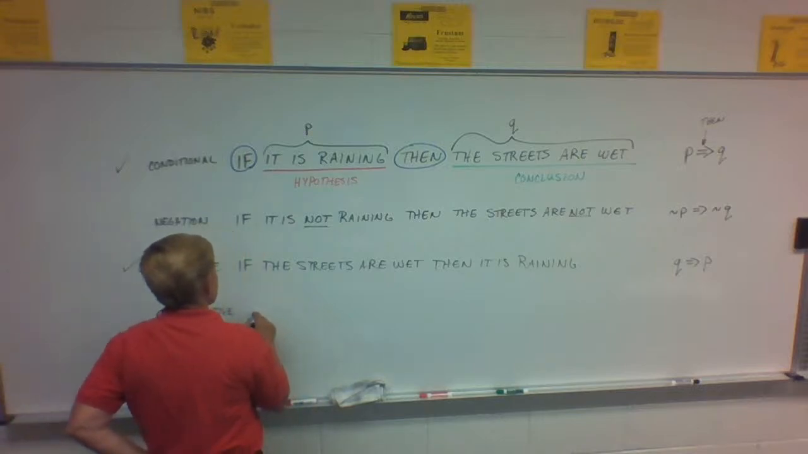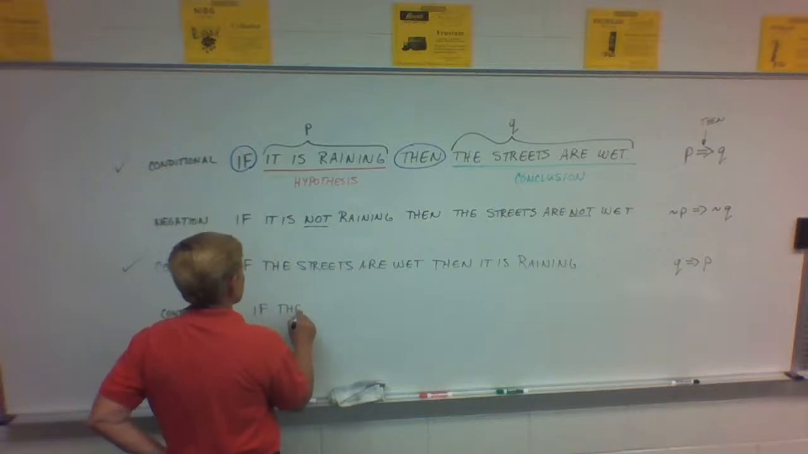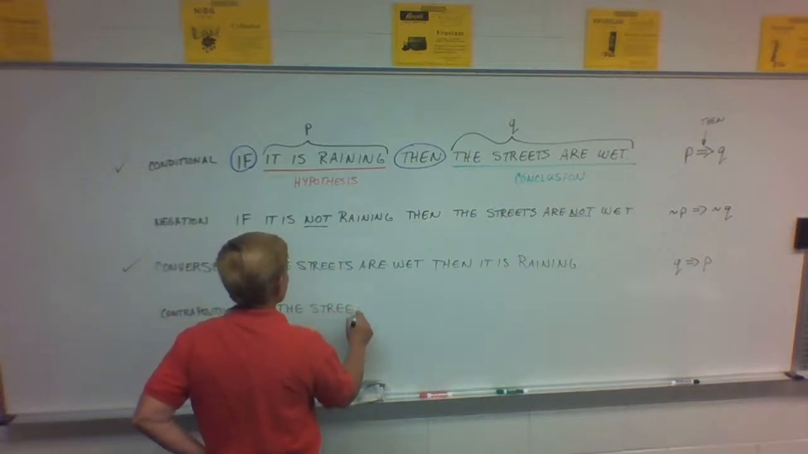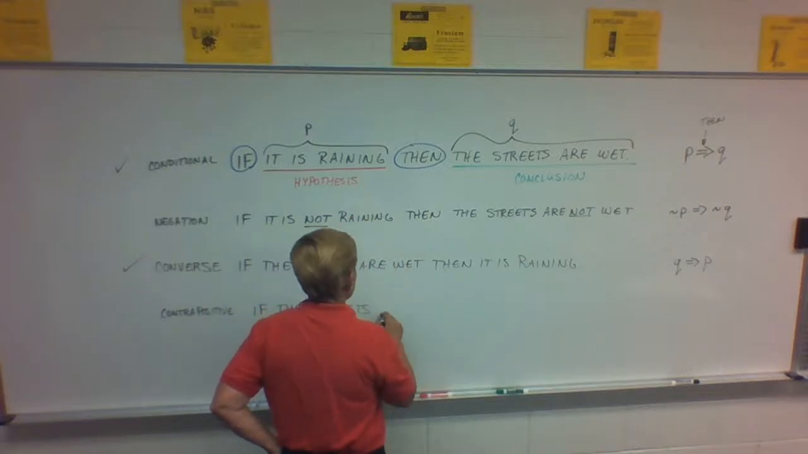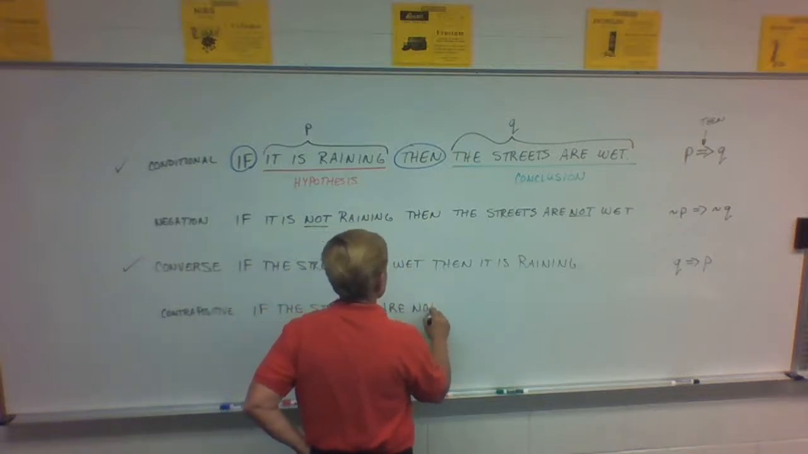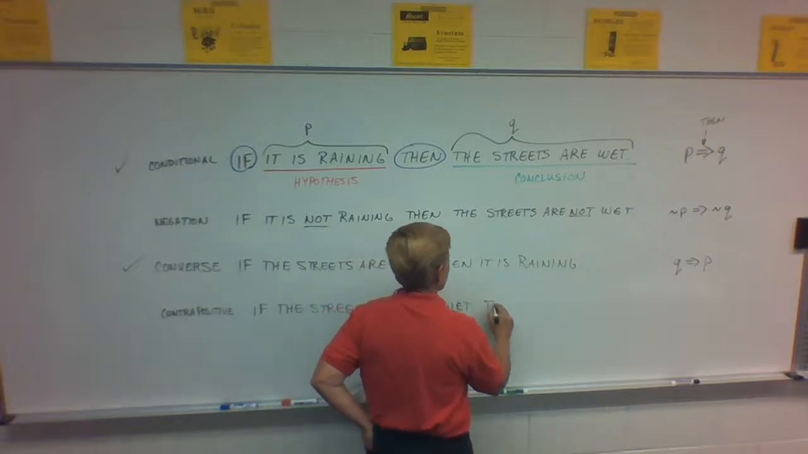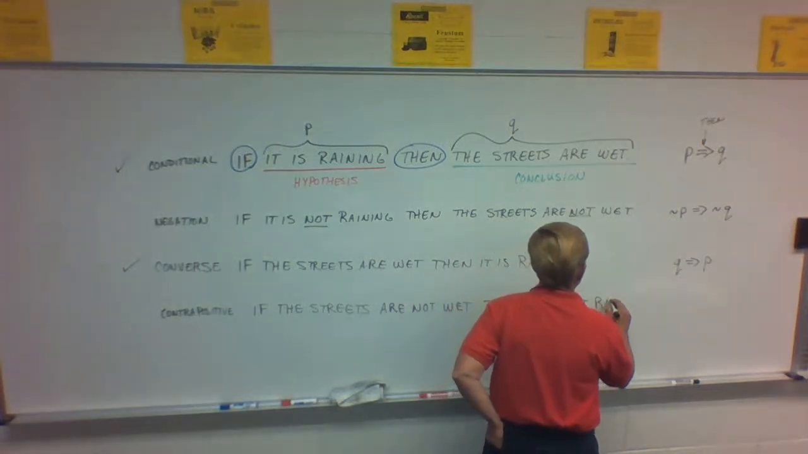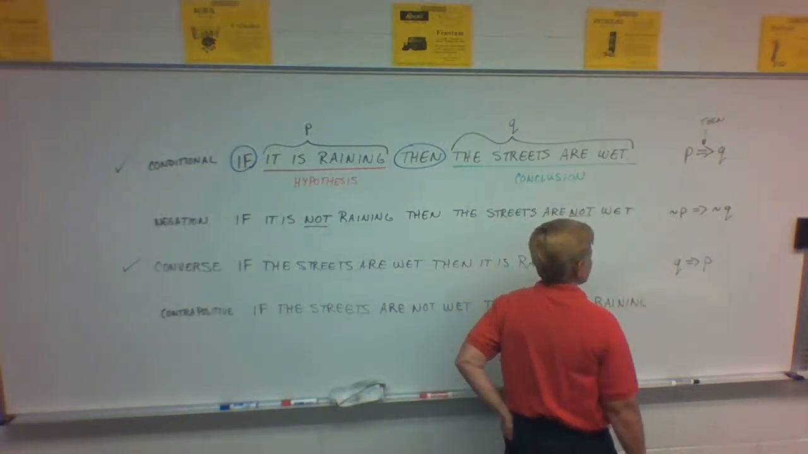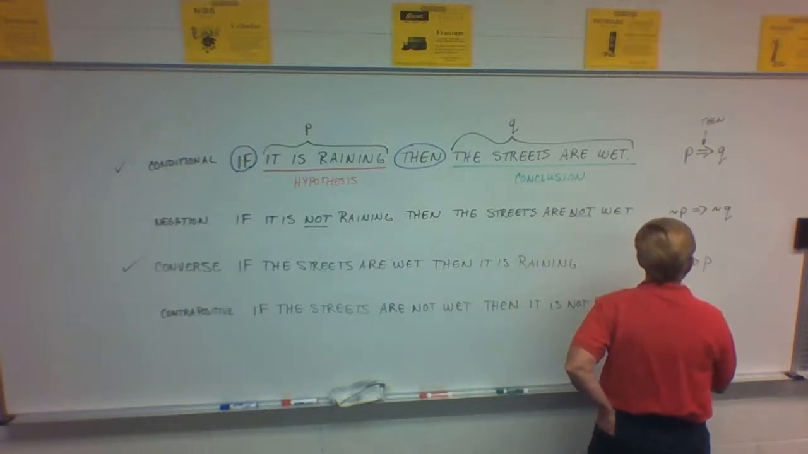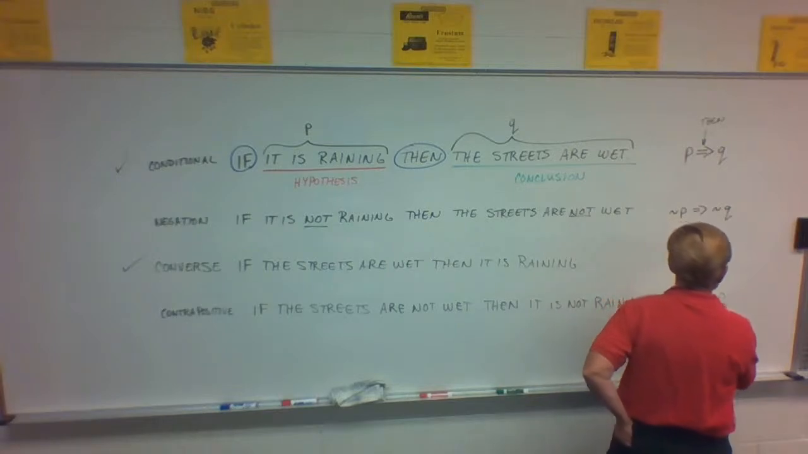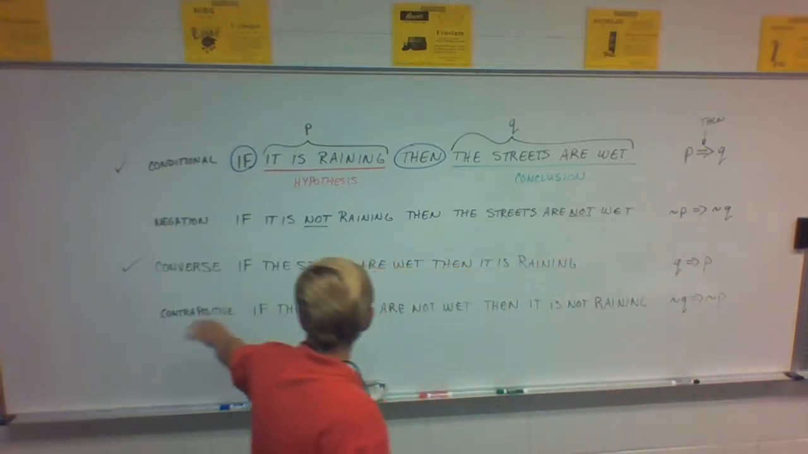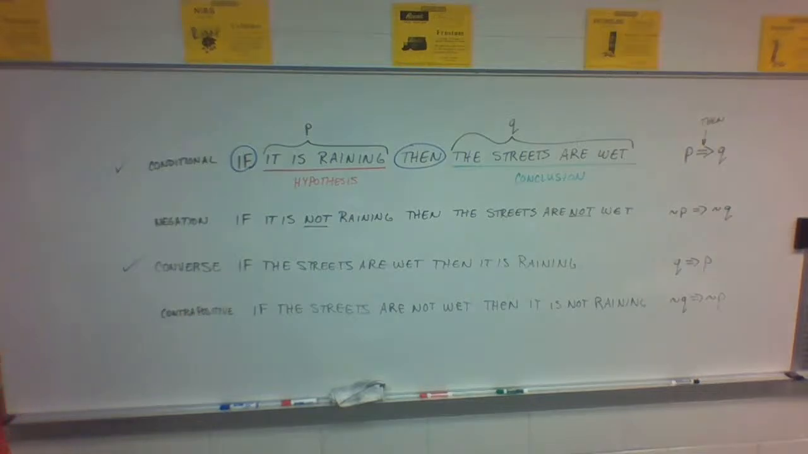So it says this, if the streets are not wet, that's the not part, and I'm reversing it from the conditional, then it is not raining. Which means that not Q implies not P. We switched them around and negated them. That's all of it all at once. That's the contrapositive. Weird stuff, I agree, but you got to be able to name all of those. Taking a conditional, you should be able to write all the other three.